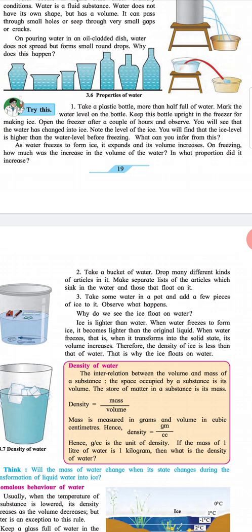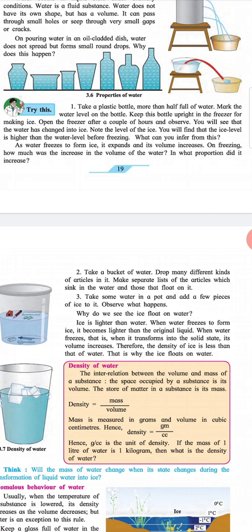1. Take a plastic bottle more than half full of water. Mark the water level on the bottle. Keep this bottle upright in the freezer for making ice. Open the freezer after a couple of hours and observe. You will see that the water has changed into ice. Note the level of ice. You will find that the ice level is higher than the water level before freezing.